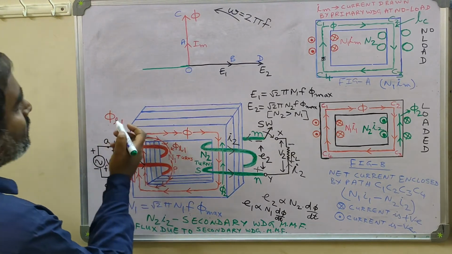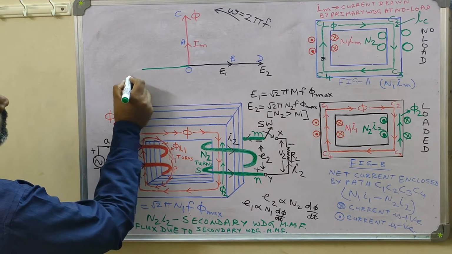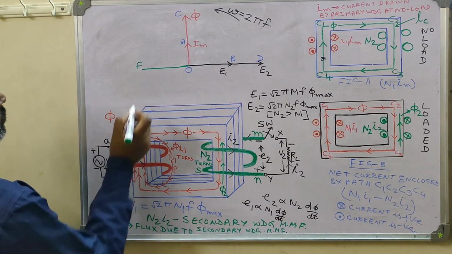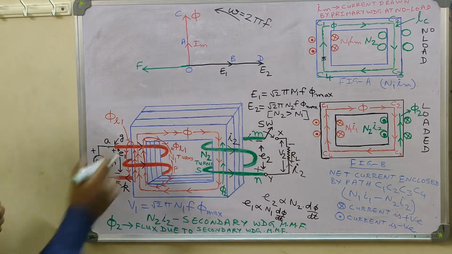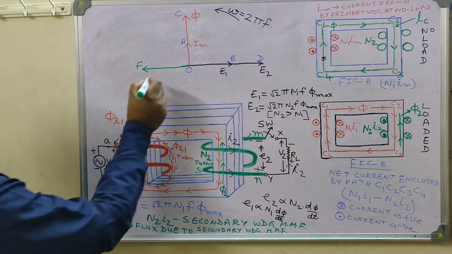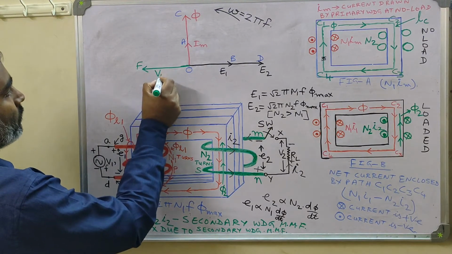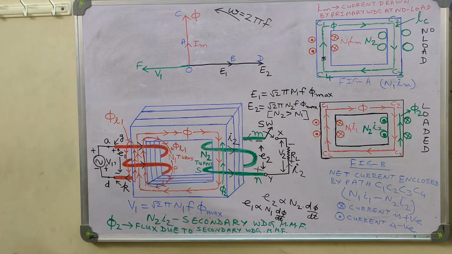So let us name this as F. So what we are saying is that OF and OB are equal in magnitude, but they are 180 degrees out of phase, and it is representing V1, the applied voltage V1.